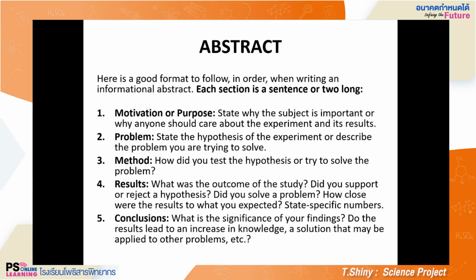Now, each part can be written in only one sentence, or you can also write 2 long sentences with these factors. Number 1, again, is the motivation or the purpose. Number 2, the problem of your science project. Number 3 is the method that you use in solving the problem. And number 4, the results. Now, the results basically came from what you have observed from doing the method in your science project. And then number 5 is the conclusion.